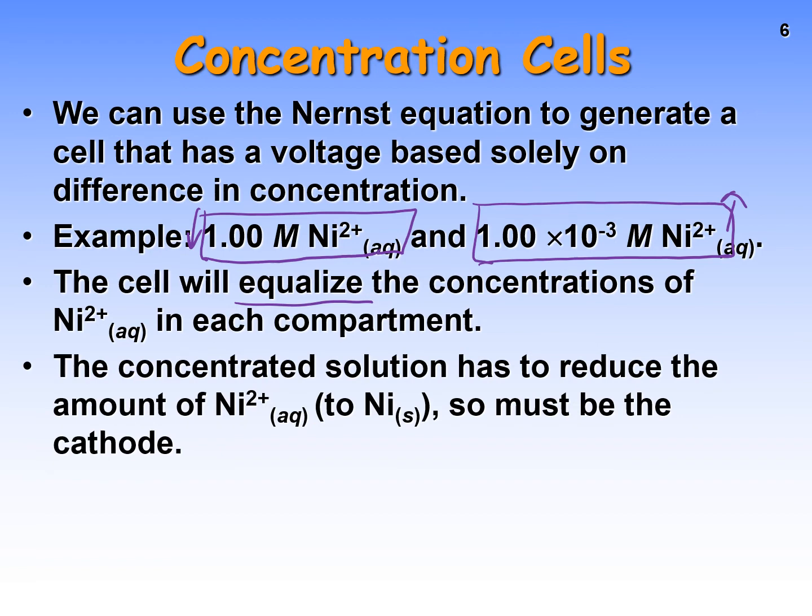The concentrated solution, how do we get this guy to go down? Well, we got to get rid of the Ni2 plus, right? So Ni2 plus must, in this case, the 1 molar solution must go down to Ni solid. Well, how do we do that? We add 2 electrons to this guy. At the same time, the aqueous solution, this needs to go up. So how do we do that? We got to form more of it. In other words, we want it to be a product.